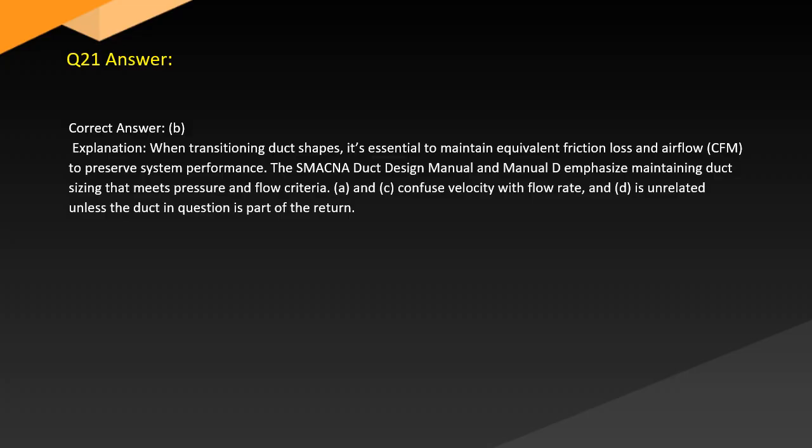Answer. Correct answer: B. Explanation. When transitioning duct shapes, it's essential to maintain equivalent friction loss and airflow (CFM) to preserve system performance. The SMACNA Duct Design Manual and Manual D emphasize maintaining duct sizing that meets pressure and flow criteria. A and C confuse velocity with flow rate, and D is unrelated unless the duct in question is part of the return.